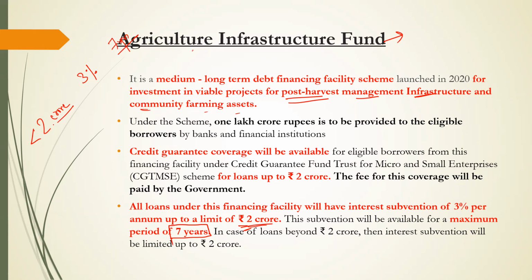The maximum time duration is 7 years. If you are availing any loan which is more than 2 crores, let's say 5 crores, you will get interest subvention up till 2 crores. The rest 3 crores you will have to pay the normal interest rate of the bank. That is the basic premise of Agriculture Infrastructure Fund. Credit guarantee coverage is available and the fee for this coverage is paid by the government of India, up to a loan of 2 crores. If you're availing more than 2 crores, you can get that interest subvention till 2 crores. After that, whatever amount is there, you have to pay the bank rate, the commercial rate. Fine. So which statement would be wrong here?